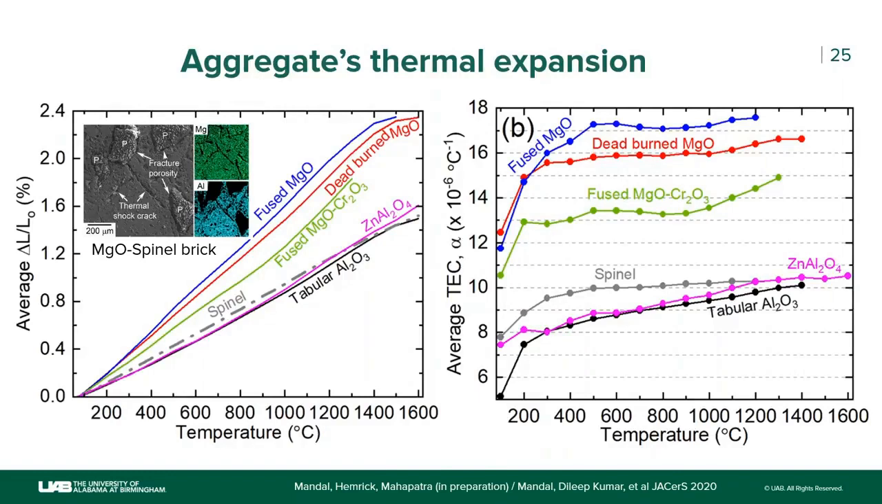Again, this curve tells you that fused magnesia has an expansion coefficient around 17, DBM is around 16, magnesia-chrome is around 13, whereas the spinels and tabular alumina are all close to this 10, around that range at 1600 degrees C.